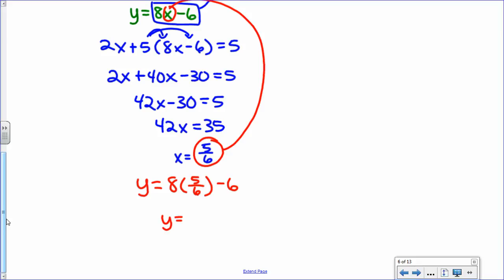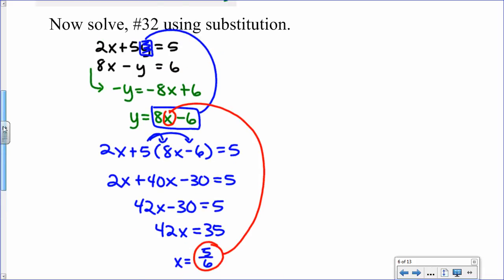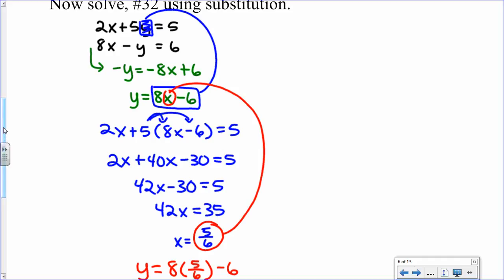And so this was 2/3, I believe, right? Yes. Okay, 2/3. So then my answer, x comma y, is 5/6 comma 2/3. Let's check. So I'm going to go back to the original.